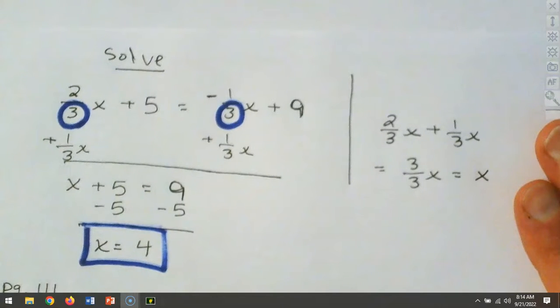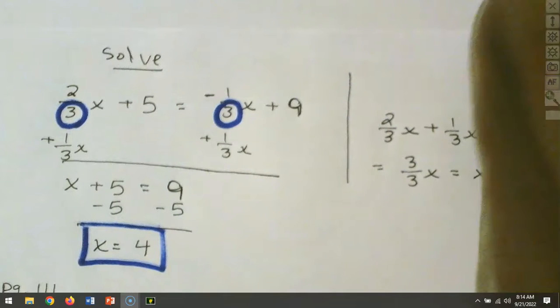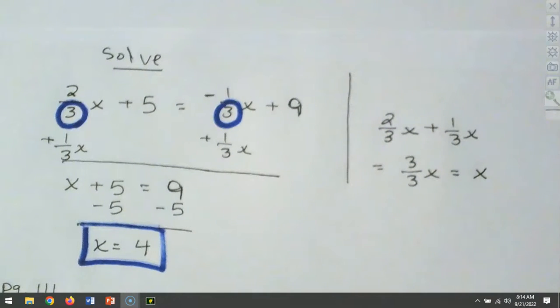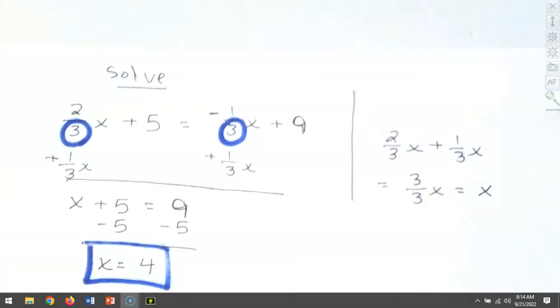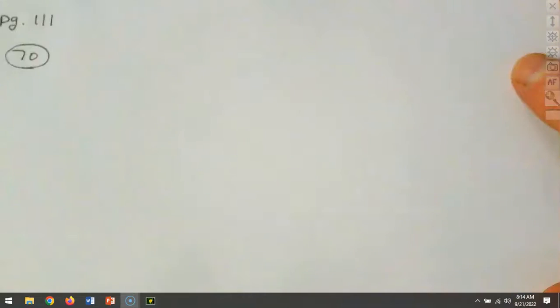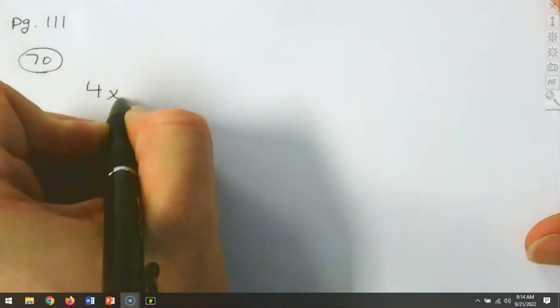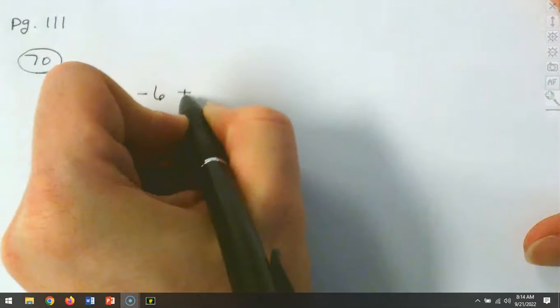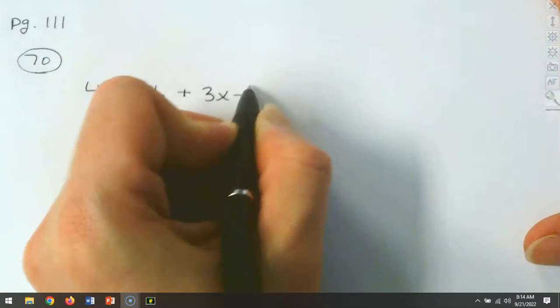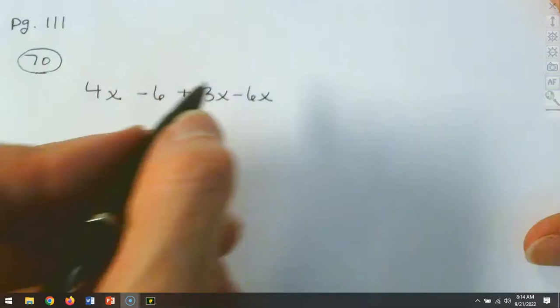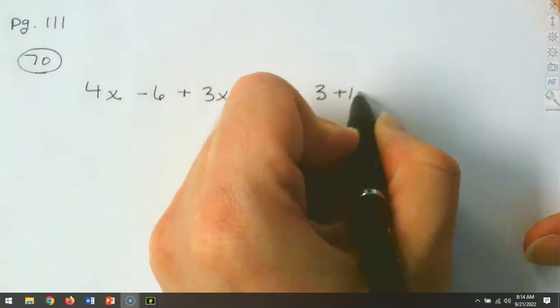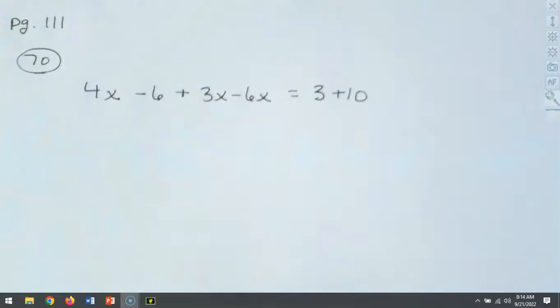We're going to look at question 70. And if you don't have your textbook with you, that's fine, because I'm going to put it up on the screen for us. So we're going to look at question 70 on page 111 here. And we've got 4x minus 6 plus 3x minus 6x equals 3 plus 10. So this one, we're going to do it exactly the same as we've done the others.